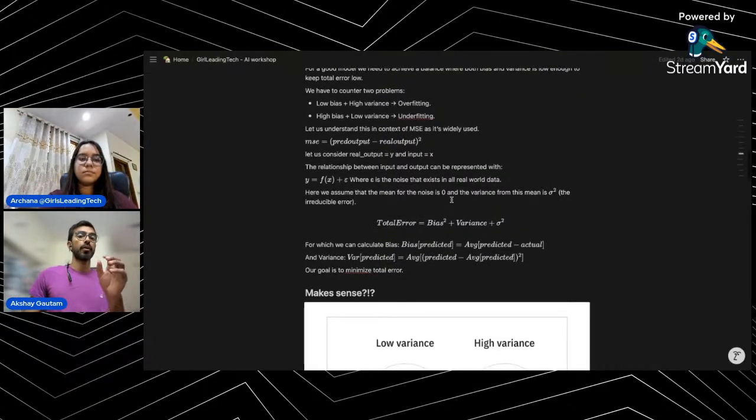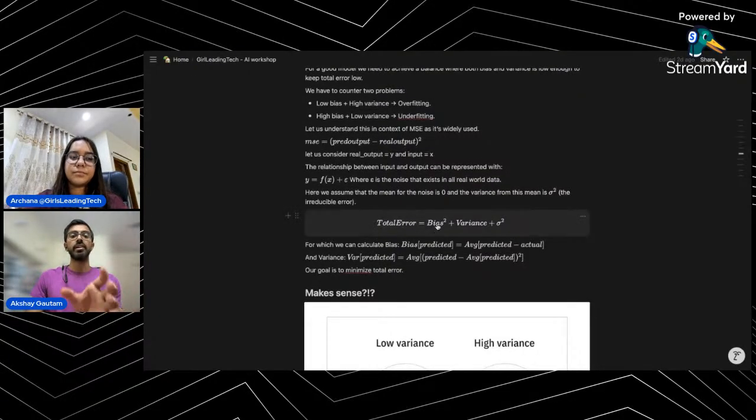And now the formula for total error is this: bias square plus variance plus the irreducible error. This is the formula. And every time you train a model, you plot this. You plot the total error, and your goal is to bring the total error down and down and down. That is your goal, right?